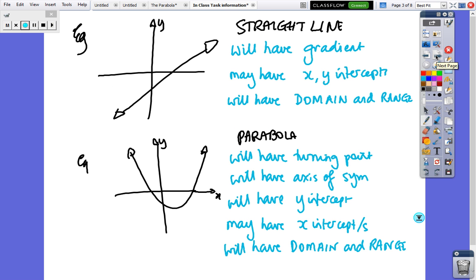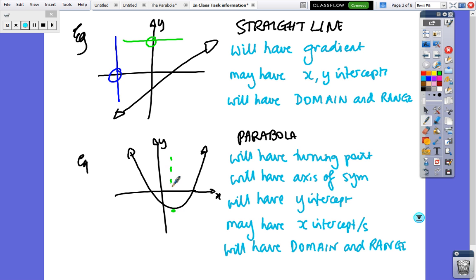Okay, so straight line, you're going to have a gradient. You may have x and y intercepts. For instance, if I've got a straight line, I'll just change colours over there. It has a gradient undefined. It has an x intercept, but it doesn't have a y intercept. Now if I change colours again, okay, another straight line. It has a gradient. It has a y intercept, but it doesn't have an x intercept. So it just depends.